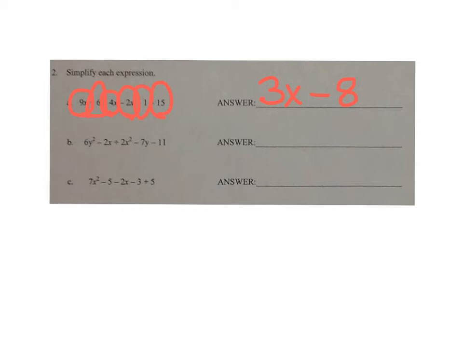Now for B, as I go to look for like terms, I have a 6y squared, I have a 2x, which has a negative sign, I have a 2x squared, I have a minus 7y, and a minus 11. And if I take a close look at that, I can see that each of those terms is distinct. Each of those terms is different from each other.